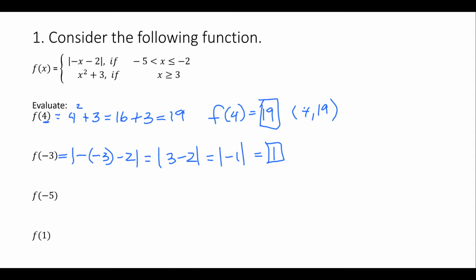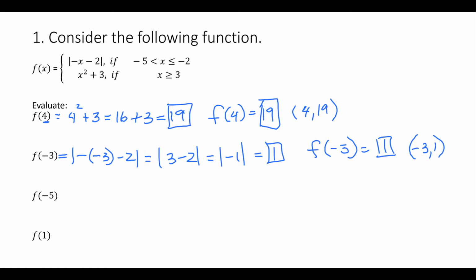So what we just found out was that f of -3 is 1. And let me box it here as well so that we're consistent. And this is equivalent to the point (-3, 1) on the graph of our function. There you go. Let's move on to f of -5.